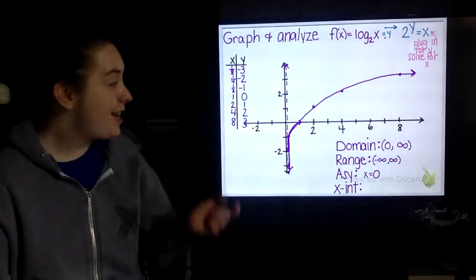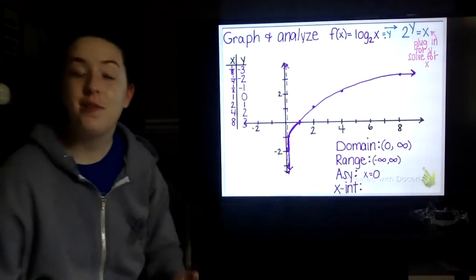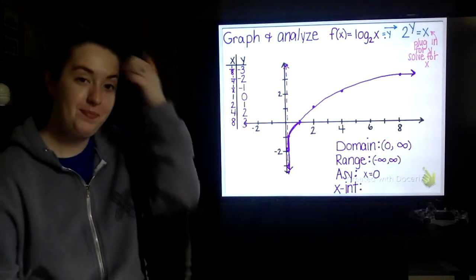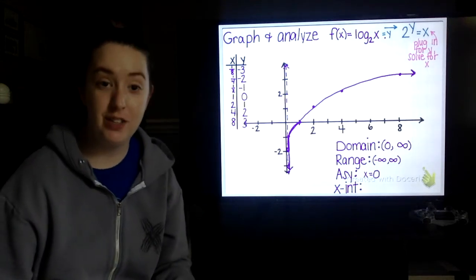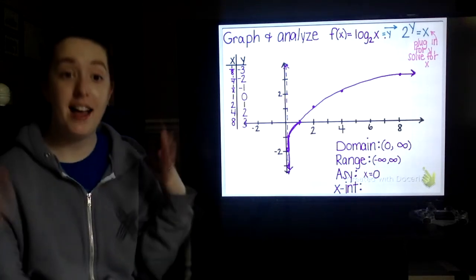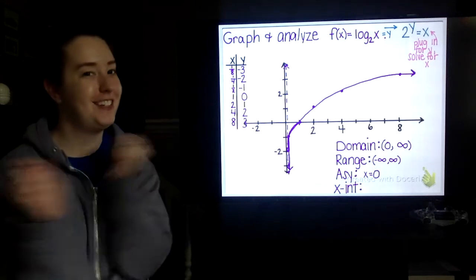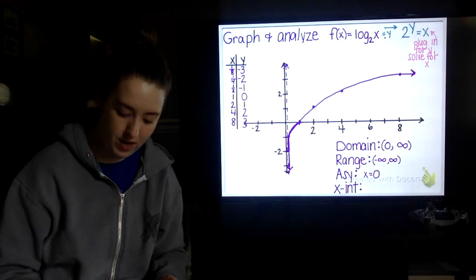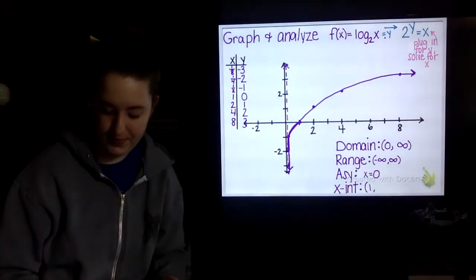My x-intercept goes through right here. You might remember that the y-intercept on those exponential functions was at 0, 1. Well, if we switch our x and our y, our x-intercept here is at 1, 0.